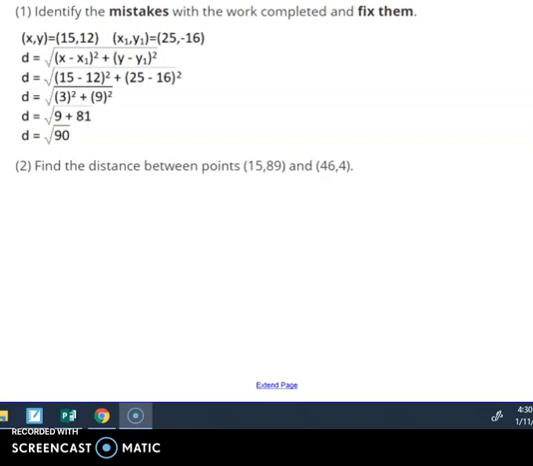All right, so in these three problems, it's a continuation of our work with the Graspable Math activity from last week. Problem number one, they ask you to identify the mistakes. There is more than one mistake, and then go back through and fix the problem.